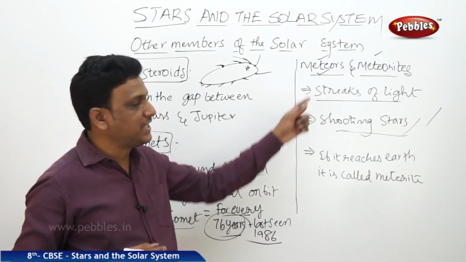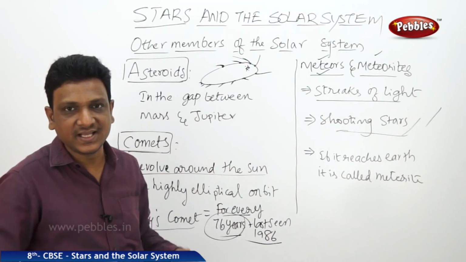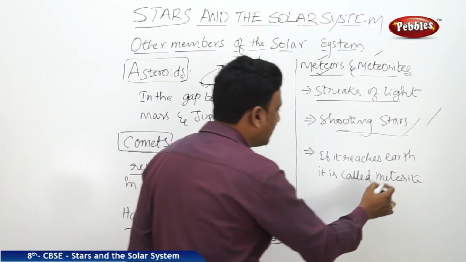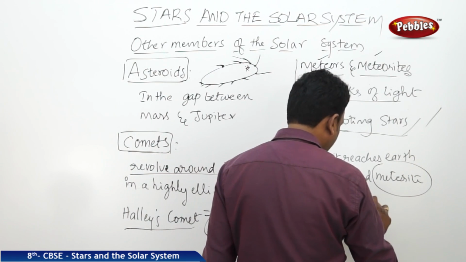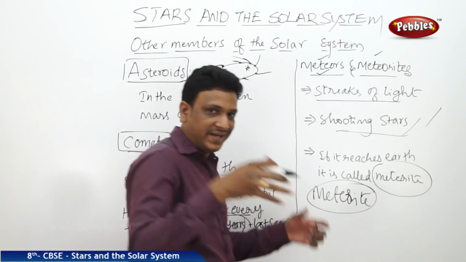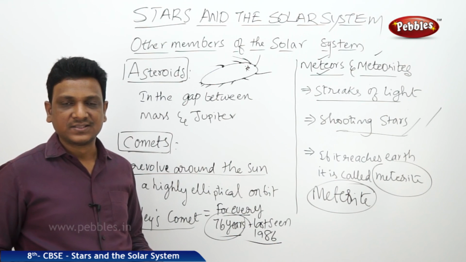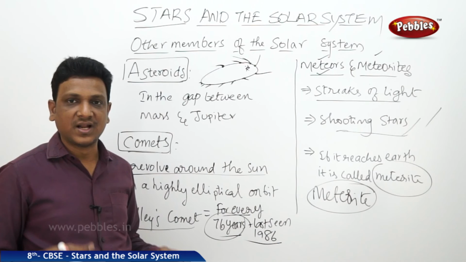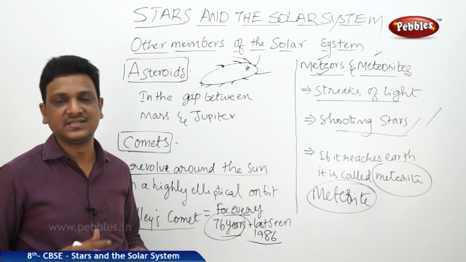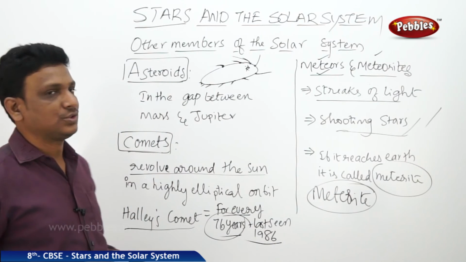Sometimes if the meteor is big enough, even though the friction is acting on it, if it reaches the earth's surface, you call it a meteorite. So when it hits the earth, it may form a crater. Sometimes if it is heavy, it may form a crater on the earth. And these meteorites are helpful for the scientists to study about the celestial objects. Right? So these are the other bodies of the solar system.